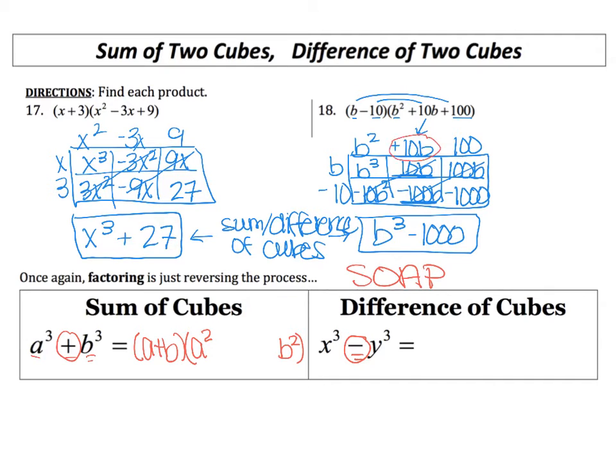Just like we did here, I look at it and I say, well, if I know that this is positive ab squared, I need this to be negative ab squared. So the only way that's going to happen is if this is the opposite, or a negative, and it's b times, well, to get ab squared, I would need to multiply it by ab.